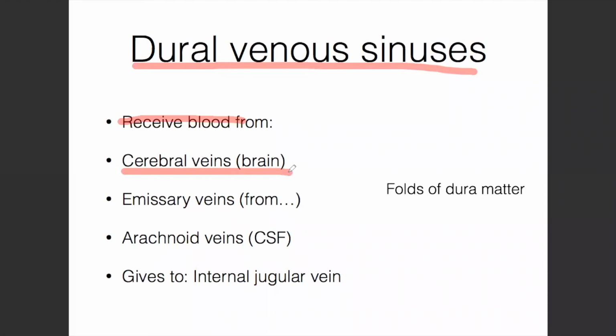معي؟ So they receive blood from 3 areas. من the cerebral veins, so from the brain itself. From the emissary veins. Do you guys remember where the emissary veins are from? They're from the scalp, تمام? So they receive emissary veins from the scalp or the superficial veins of like the head and neck. So yeah. And they also get arachnoid veins, which are from the CSF. تمام؟ يعني they receive 3.